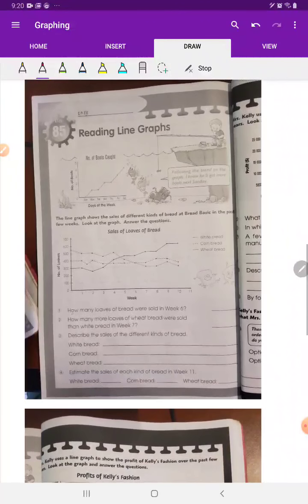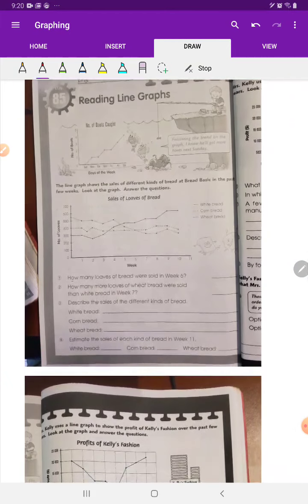All right, grade 6s. You right here, you've got 3 lines going on in your graph. That's easy enough to do. You've got white bread, cornbread, and wheat bread. You can see the trends over time, okay? And much like the grade 6's work, you've got to pay attention to the details.